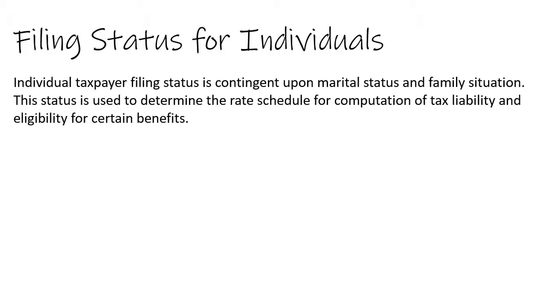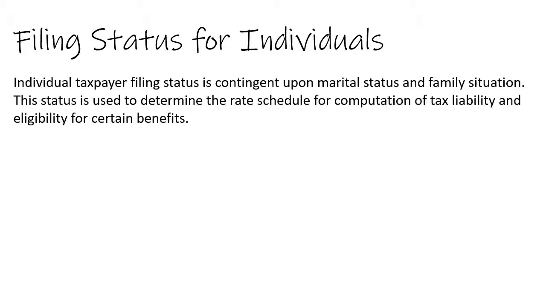The individual taxpayer filing status is driven based upon a person's marital status and their family situation. That is, whether they have kids or other dependents who rely on their income. This status is really the driver of most of the tax decisions. It determines the rate schedule for computation of tax liability. It determines the deductions that are allowed, as well as the eligibility for certain benefits.